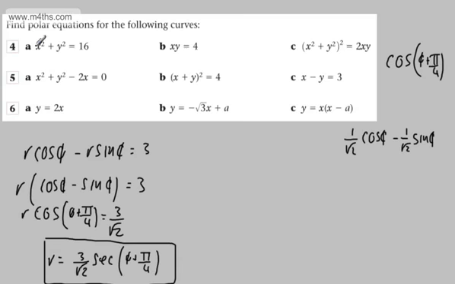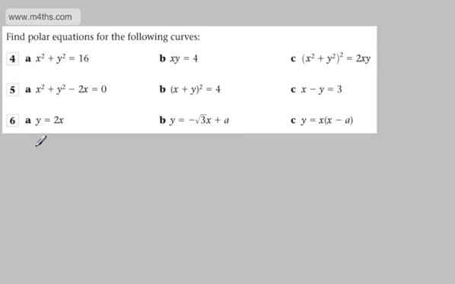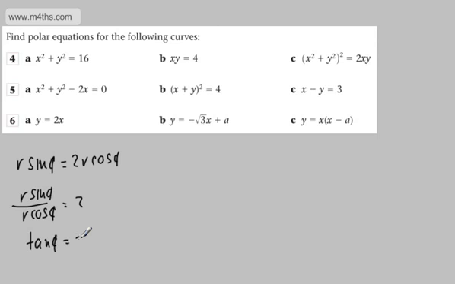So let's look at another couple of these while we're here. Okay, so y is equal to 2x, so r sine theta is going to be equal to 2r cos theta. Let's divide both sides by r cos theta, so r sine theta over r cos theta is equal to 2. The r's will cancel. Sine theta over cos theta is tan theta, so tan theta is equal to 2, or theta is the inverse tangent of 2. That one's fairly straightforward.